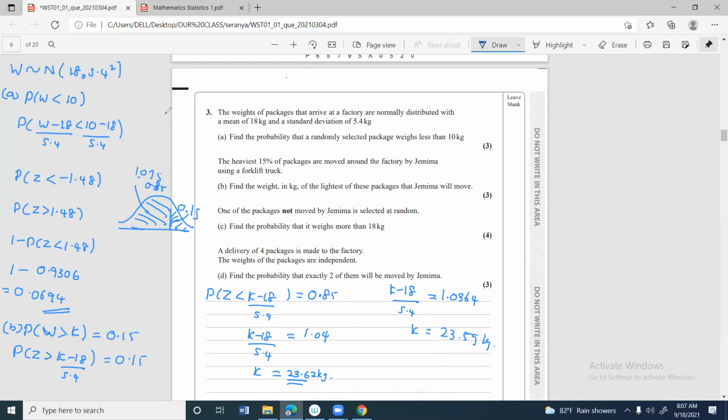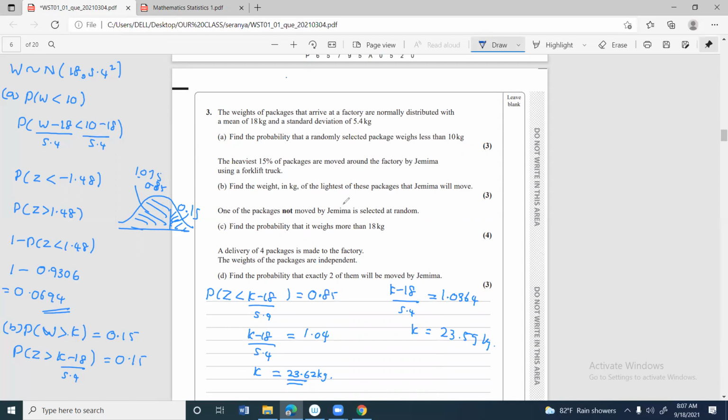Okay, then for this question. Now this is the important question. One of the packages not moved by Gemina is selected at random. You know that the heaviest packages are shifted by Gemina.